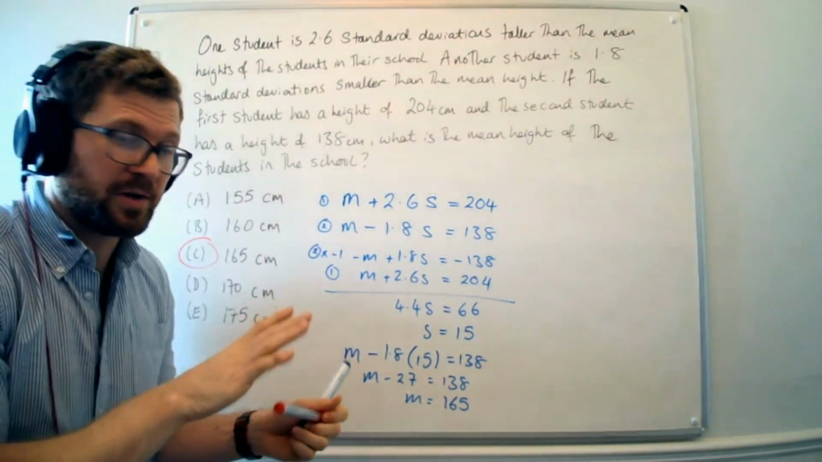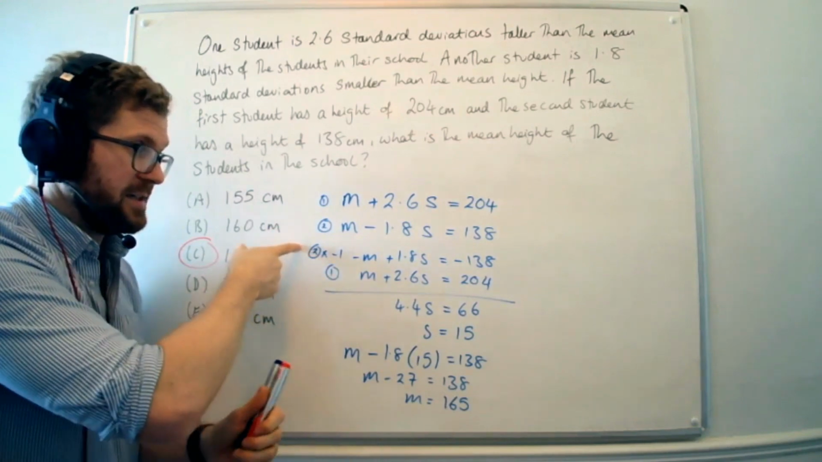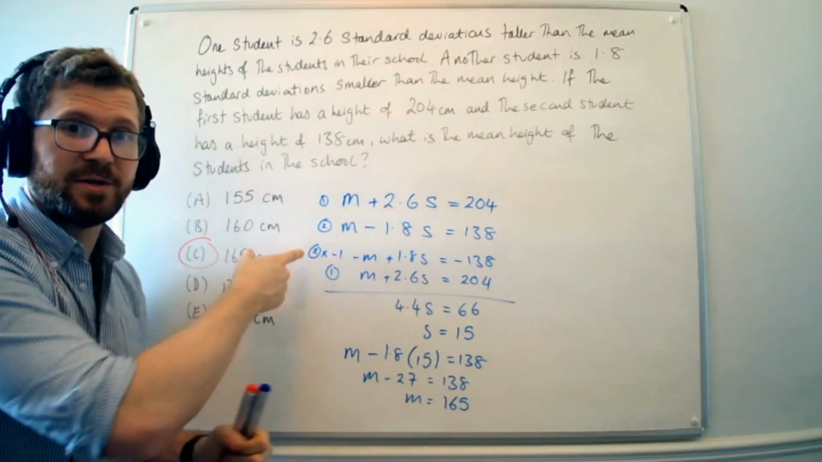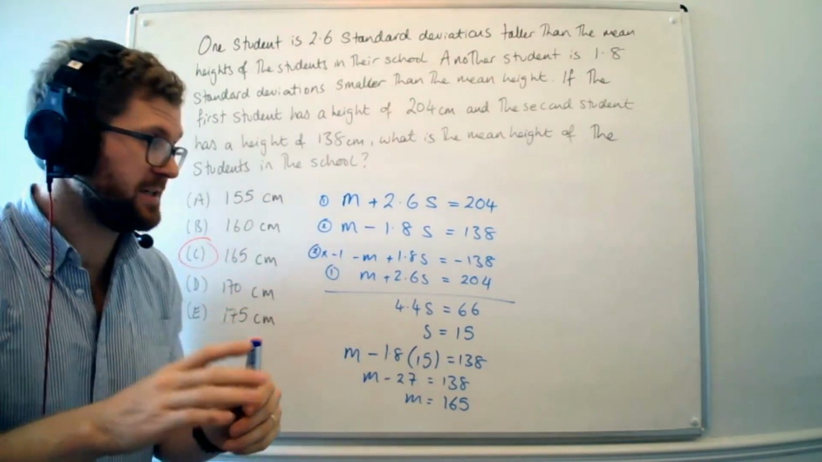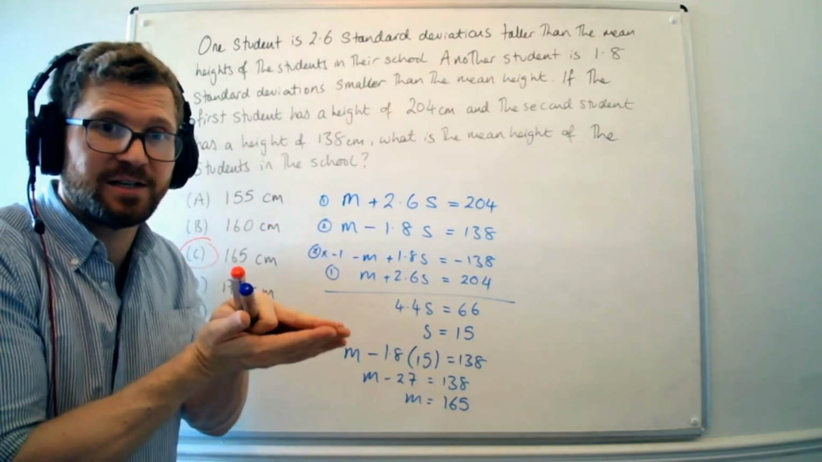Now, just very quickly as an aside, some of you might be asking, why did I multiply the second equation by -1? It's just a standard way that we deal with simultaneous equations. I always want to be adding the simultaneous equations.